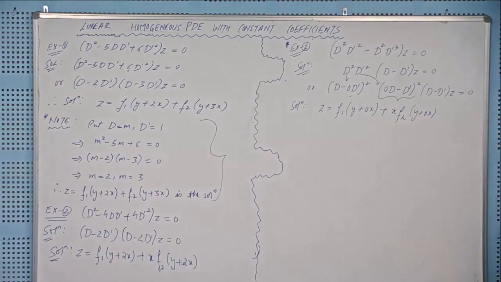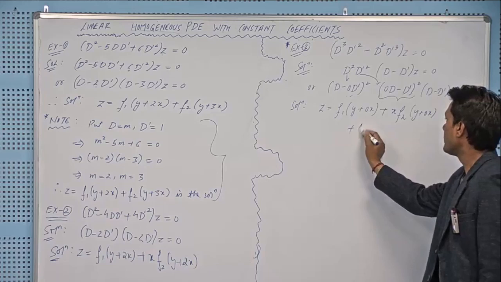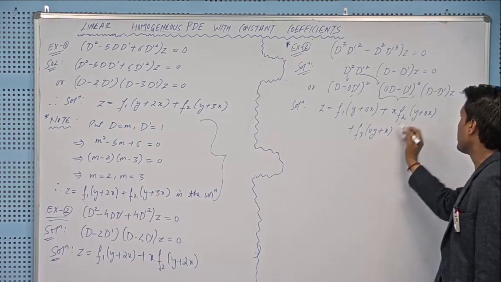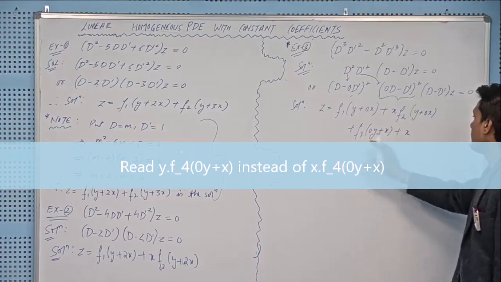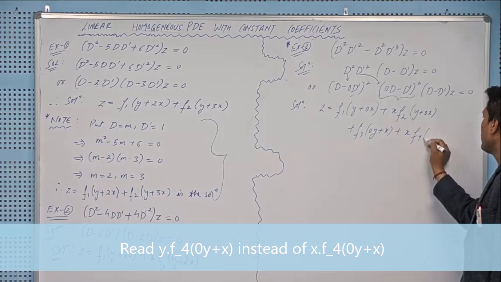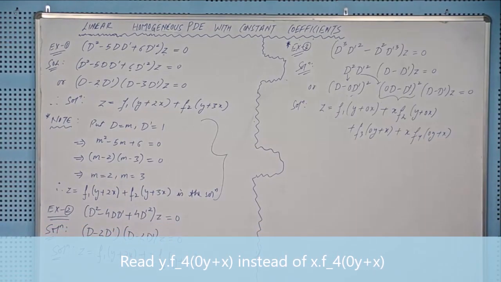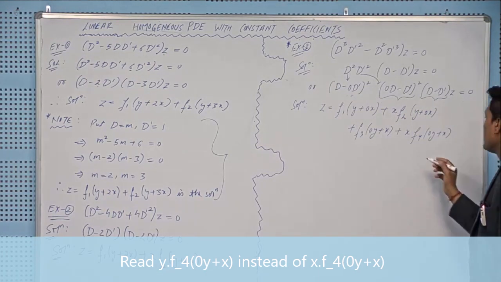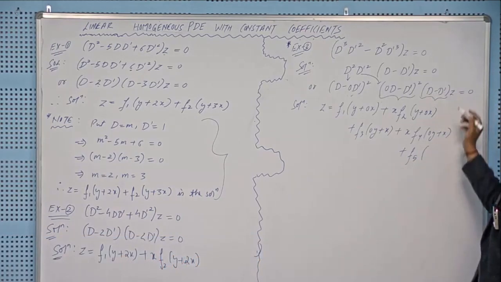Writing the solution for this one, I will have 0y plus x, f3, 0y plus x, and since it is repeated twice, I will put x before this solution, f4, 0y plus x. Okay, now the only remaining factor is d minus d dash, and this is very easy. I have to write f5, y plus x.